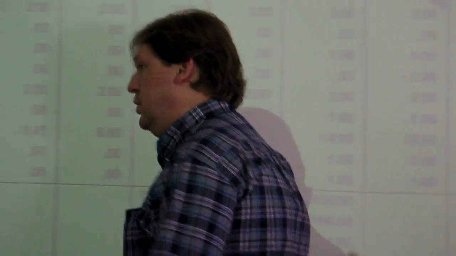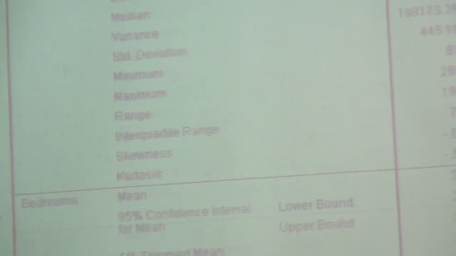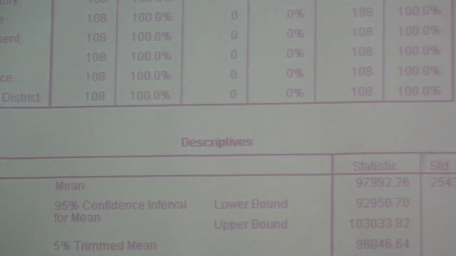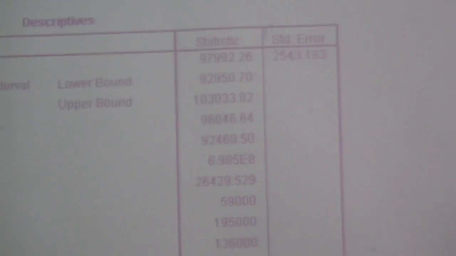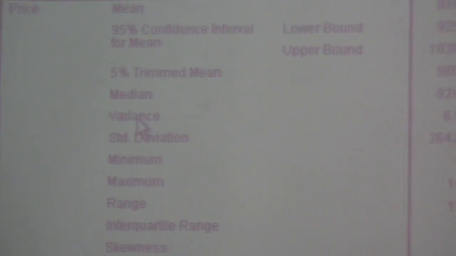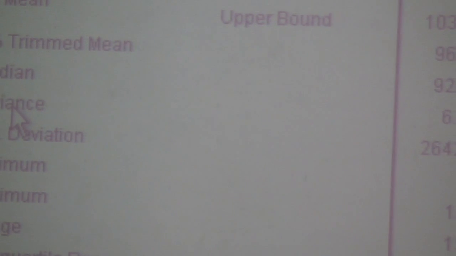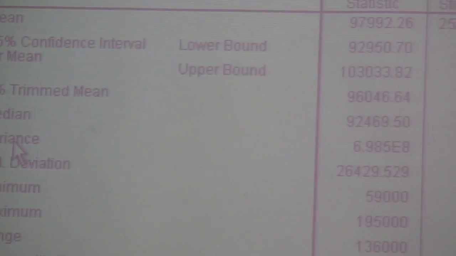So in this case, here we have price. We have the mean, 97,992. If you go down here, you have variance. Variance and standard deviation are related to each other. Variance is just the square of standard deviation, or standard deviation is the square root of variance. Variance really came into play because it's easier to calculate when you're doing it by hand. But using computers nowadays, we always go with standard deviation.